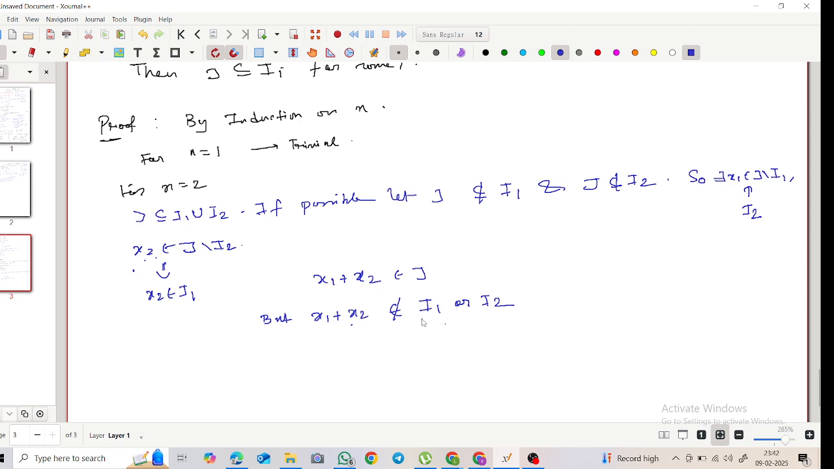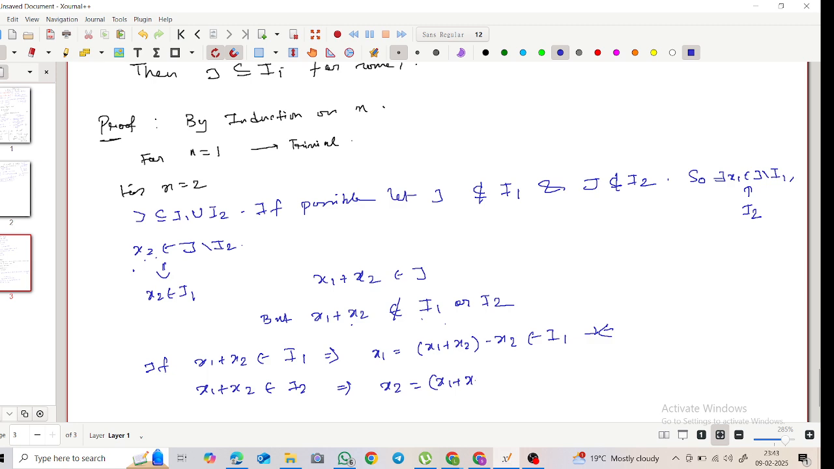Because if x1 plus x2 belongs to I1, this means x1, which equals x1 plus x2 minus x2, is also in I1, which is a contradiction. And similarly, if x1 plus x2 is in I2, then x2 equals x1 plus x2 minus x1 belongs to I2, which is a contradiction again.